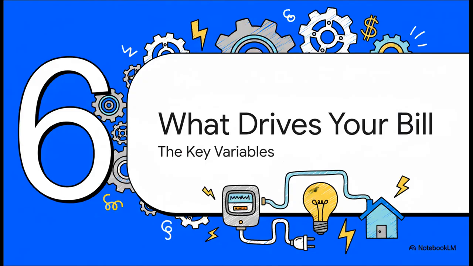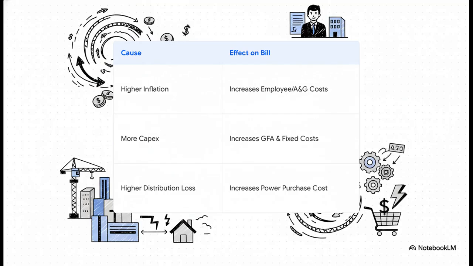So we've built the formula from scratch. Now let's just quickly boil it all down. What does this all really mean for you? What are the key things that have the biggest impact on the final bill you have to pay? Let's just quickly review the main drivers. If inflation is higher, that directly pushes up the operational costs. If the utility spends more money, that's CAPEX, on new infrastructure, the GFA goes up, and that pulls up those other related costs with it. And of course, if those leaky pipes get even leakier, the utility has to buy more power, which increases the single biggest cost in the entire formula.